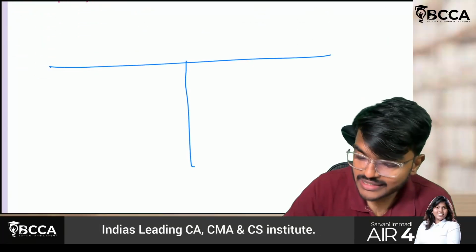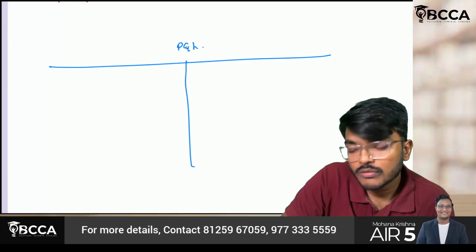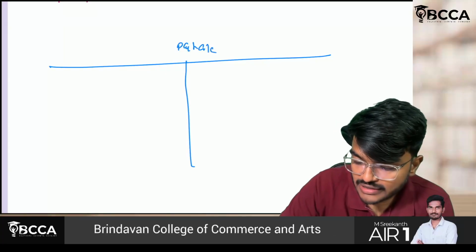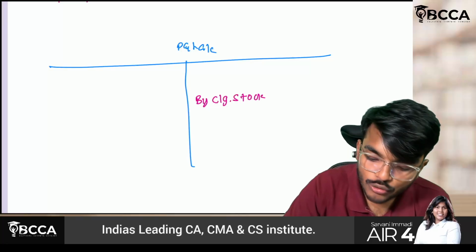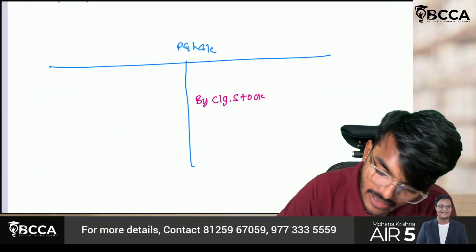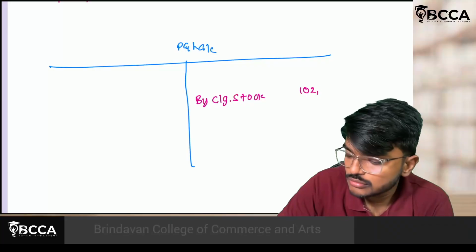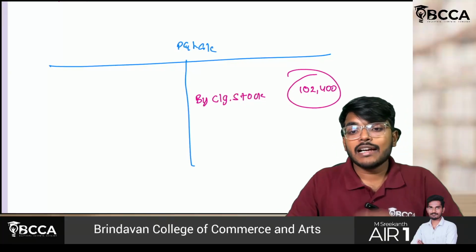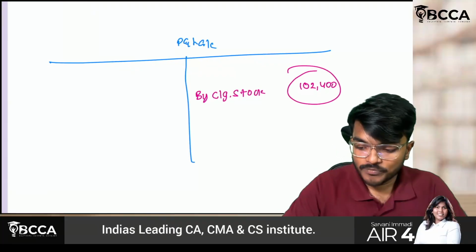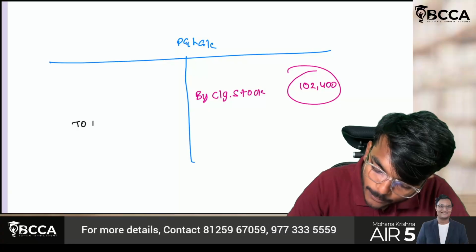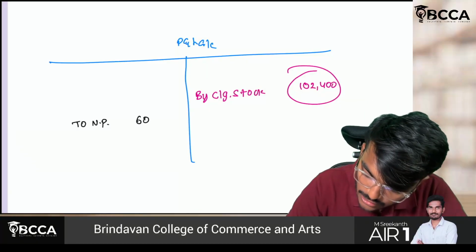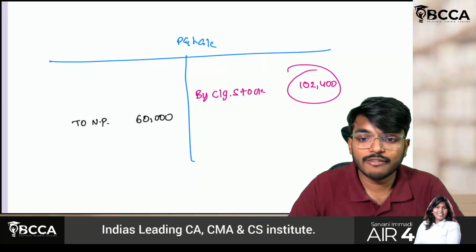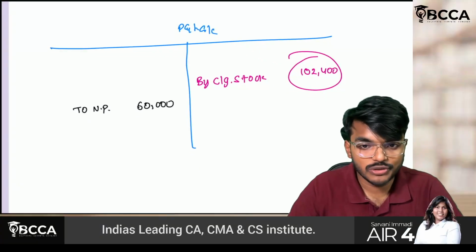Let us assume an example. Imaginary P&L account is there. My closing stock is there. Let us assume my closing stock, how much I have taken is 1,02,400. This is my closing stock, and I have calculated the net profit, and I got the profit as 60,000 rupees. How much I have got, sir? 60,000 rupees is the profit which you have got.